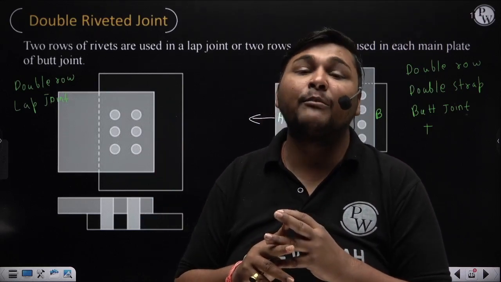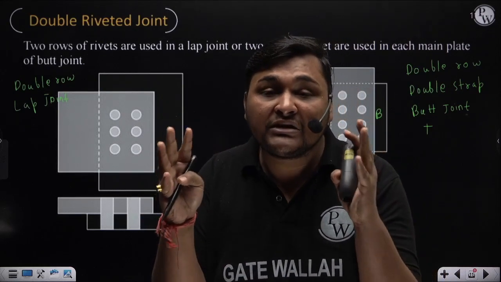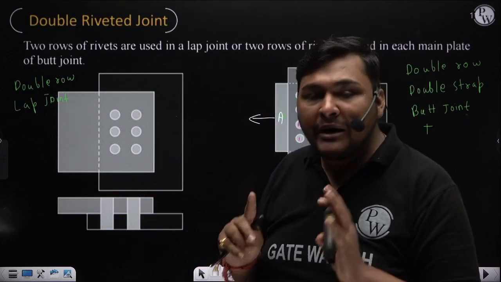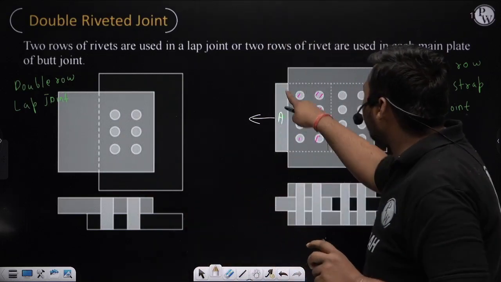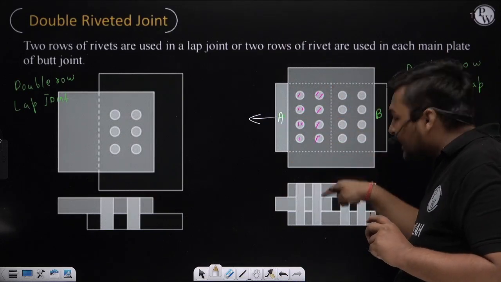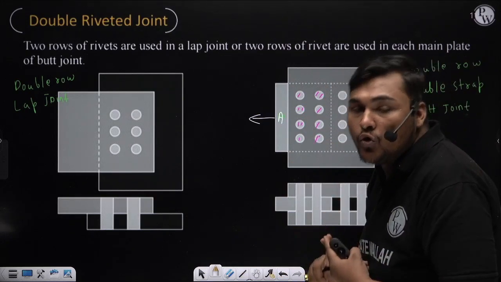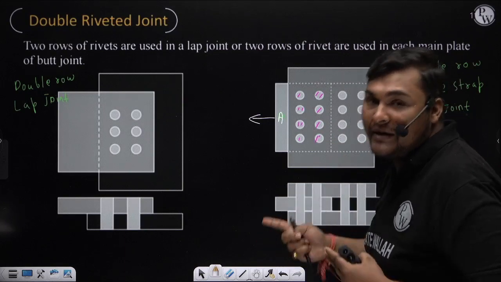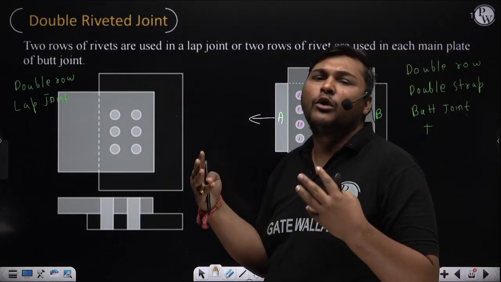Similarly, if you are finding the number of rivets, you need to see how many rivets are involved per plate. Suppose this is plate A. In this plate A, how many rows are involved? One row, second row. Two rows. So you need to see the number of rows per plate. In a lap joint also, you need to see the number of rows per plate.